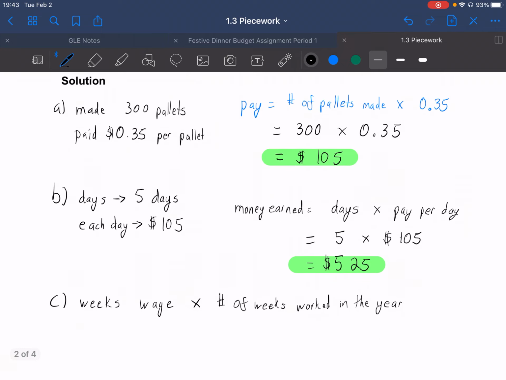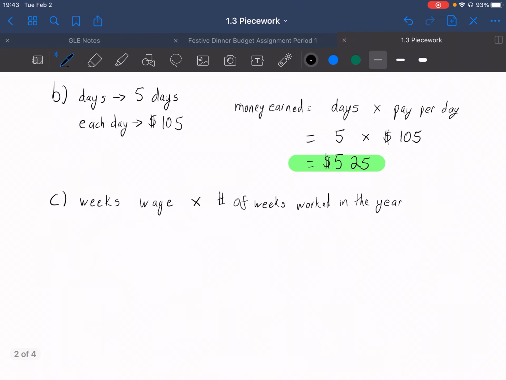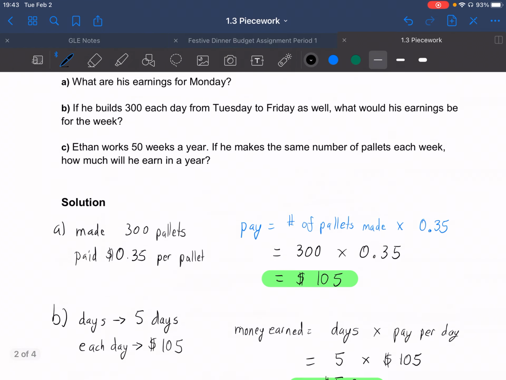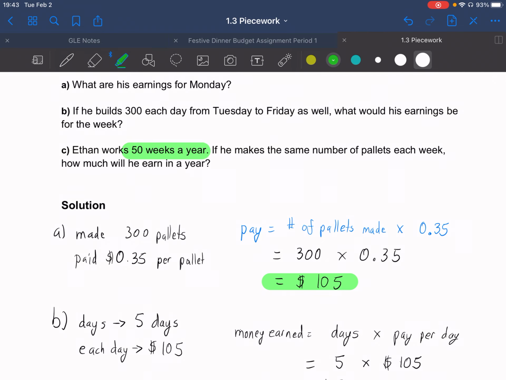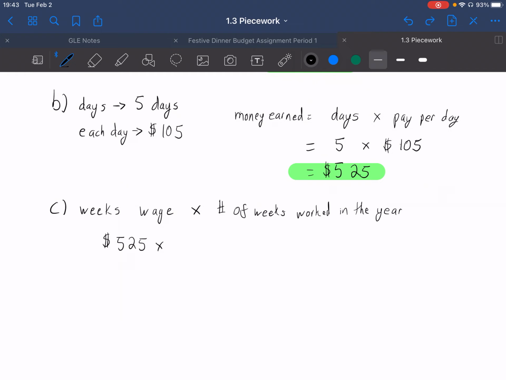So if we look at our information, he earns $525. We learned that from question B. And from this question here, we learn that he works 50 weeks per year. So we're going to put that information right here. All that information is going to give us how much he makes in a total year. So we take out our trusty calculator. We do 525 times by 50, which is going to give us 26,250. So we can say, therefore, Ethan would make $26,250 in a year.